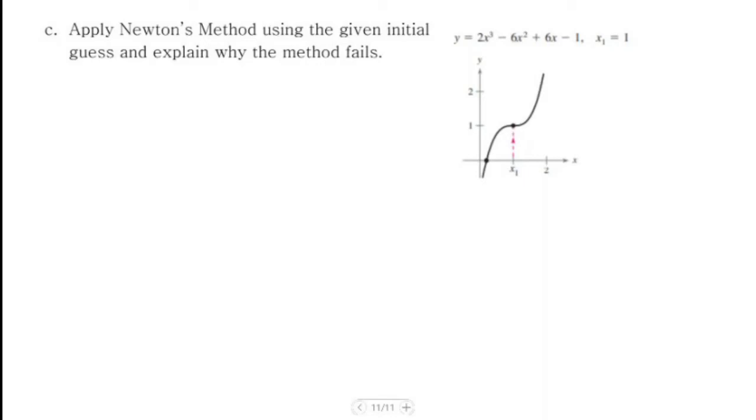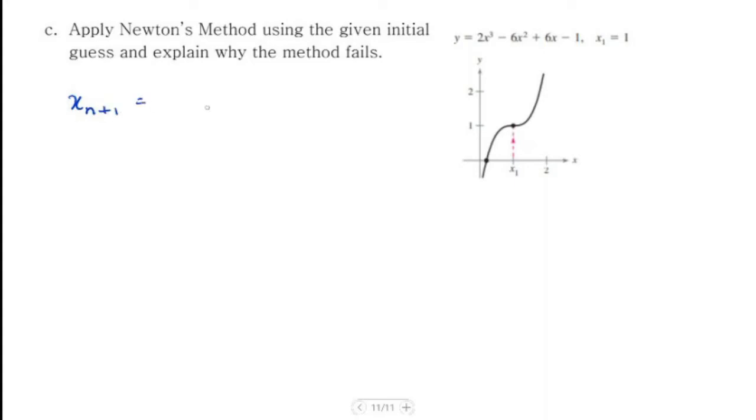In this section, we are going to discuss another Newton method's quotient given the initial value, and we have to explain why this method fails here. Okay, so we are given the function and an initial guess. Let's start working ahead and see why it fails. The first and foremost thing is I'll just write down again the formula for the Newton's method.